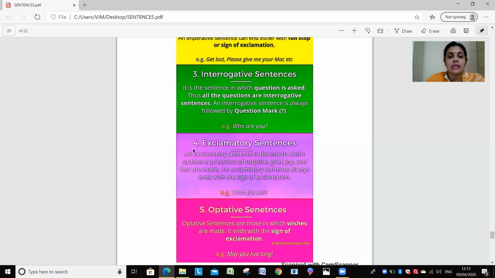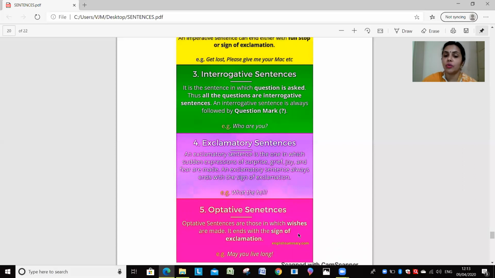Exclamatory sentences. An exclamatory sentence is one in which a sudden expression of surprise, grief, joy, or fear is made, which is not planned, which comes suddenly to you. Either you scream with joy or happiness or sadness. That is an exclamatory sentence. Example, what the hell? Or as we have seen before, God, I'm in heaven. In this way, we can express our sudden emotions.